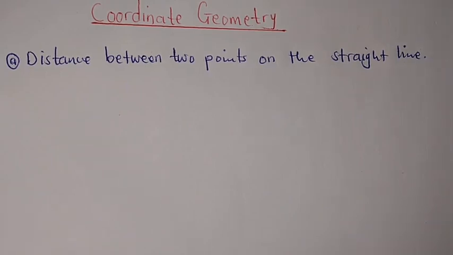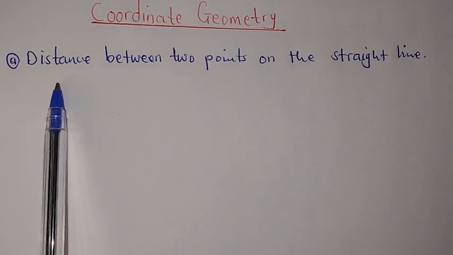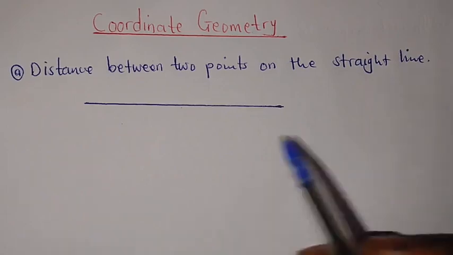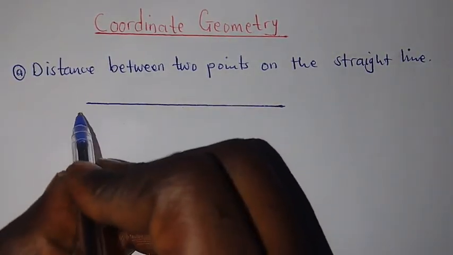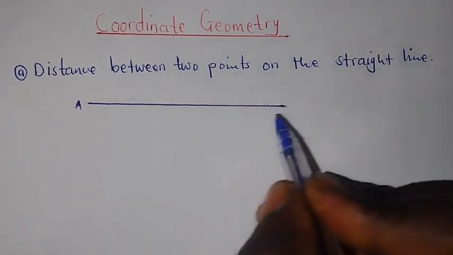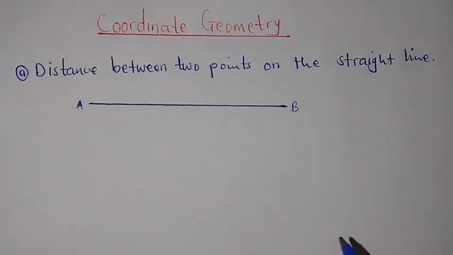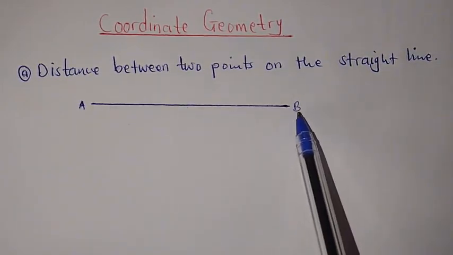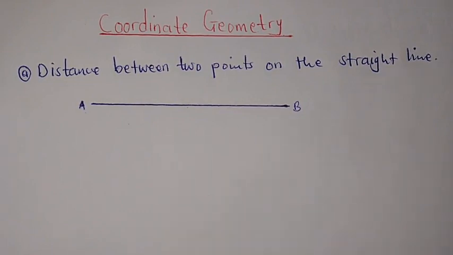Now in this video, we are going to start with how we can find the distance between 2 points on a straight line. So let's look at a straight line. This is an example of a straight line that you have. We can say this is our point A and this is our point B. They can ask you to find the length from A to B, or distance. Length and distance is one and the same.